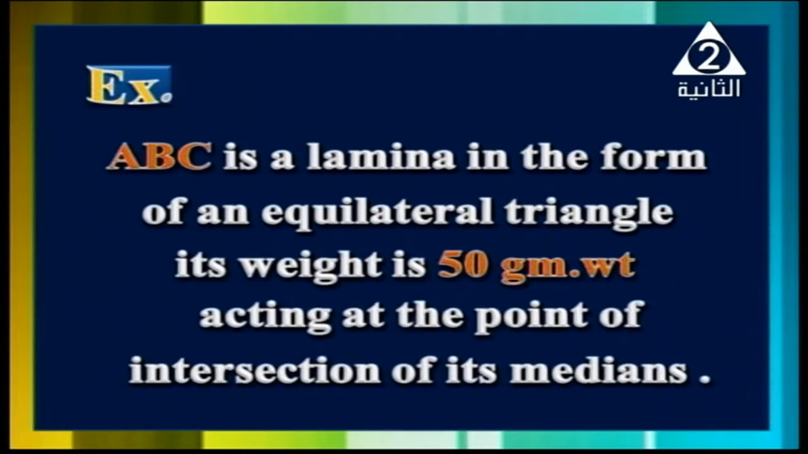My dear student, we have a lamina shaped as an equilateral triangle ABC, weight 50. The weight acts at the point of intersection of its medians. Why? Because this is a lamina in the form of an equilateral triangle. The center of the lamina is the intersection point of its medians.